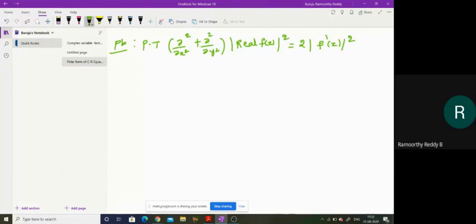See in this, so the terms. So what are the terms?